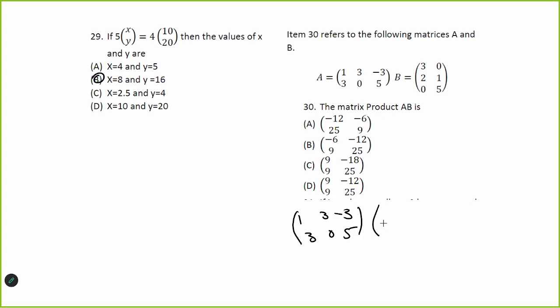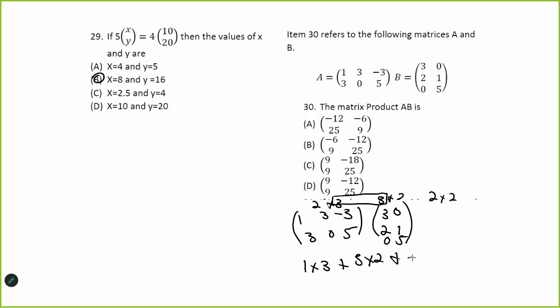By 3, 0, 2, 1, 0, 5. This is 2 rows by 3 columns, and this is 3 rows by 2 columns. They are equal, so the result would be a 2 by 2 matrix. So it's row 1 by column 1, so 1 by 3 plus, you go to the next element, 3 by 2 plus negative 3 by 0. That is 3 2s are 6, that's 9.